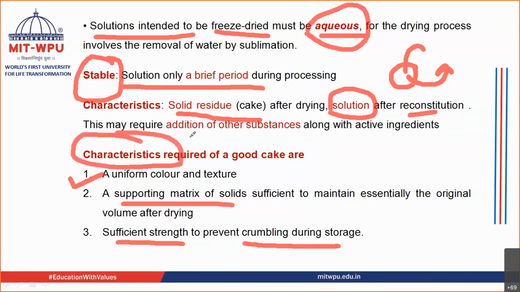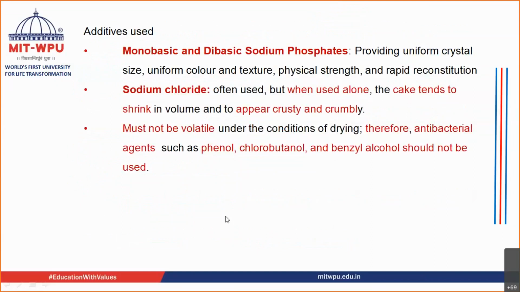Hence, you are also going to add some other substances along with your active ingredient. So which are the substances that are added to your formulation when you are lyophilizing the product? For example, monobasic or dibasic sodium phosphate can be added. Monobasic or dibasic sodium phosphate provide uniform crystal size, uniform color, texture, and physical strength, and it also provides rapid reconstitution. So all these characteristics are provided by monobasic or dibasic sodium phosphate. That's why you add sodium phosphate when you're carrying out lyophilization.